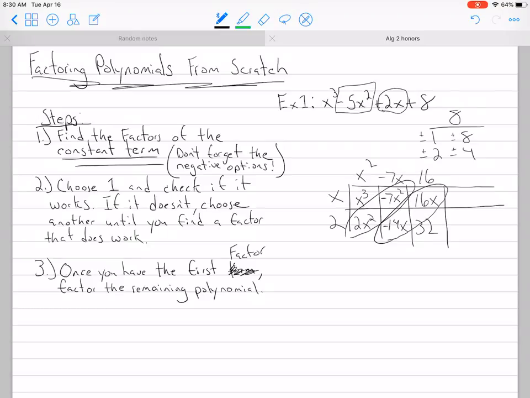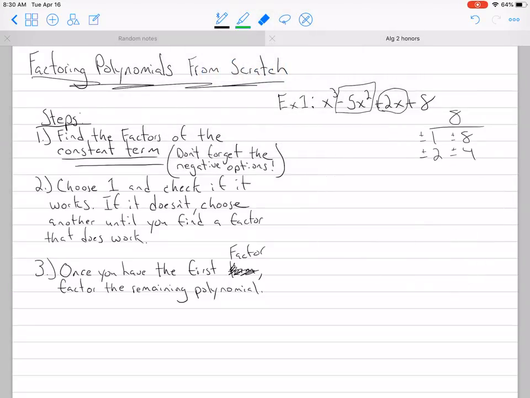This doesn't work too good because I needed this to be an 8. So that is not going to be my answer. So I have to check another one. I tried 2. Now I'm going to try 1.